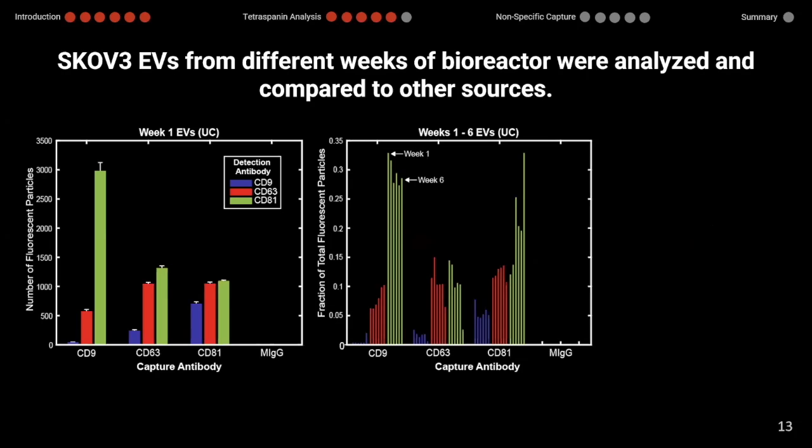So our next step was trying to figure out, is this something that is unique to SCOV3 EVs, or is this something that is common among all biofluid sources? So do all EVs have these exact subpopulations of tetraspanin expression, or is this something that changes based on where you get your EVs from? So to identify this, we compared our SCOV3 EVs to EVs from 2 different clinically relevant sources. So we used serum-derived EVs and placental mesenchymal stem cell EVs for their diagnostic and therapeutic relevance.